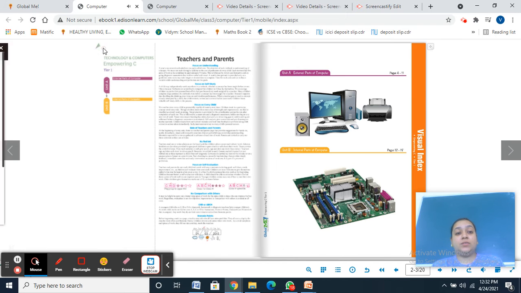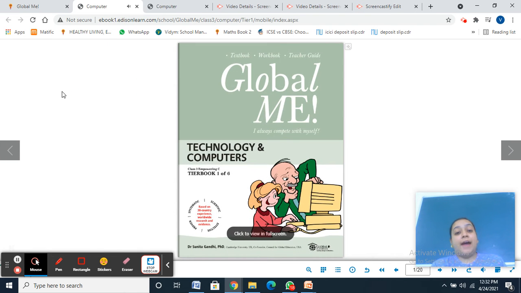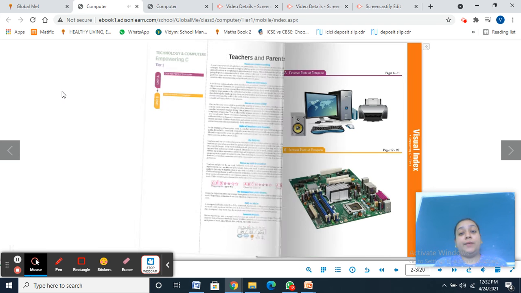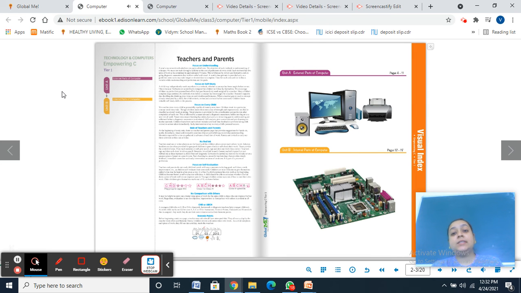So, today we are going to start with a new book that is Technology and Computers Global Meet Year 1. We're going to start with the first book of computers, and we are going to start with the first unit that is External Parts of Computers.